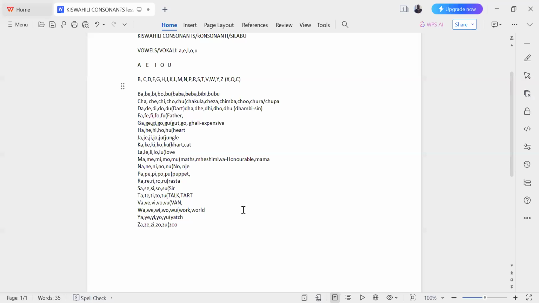So we don't have X and Q. Apart from C, C also doesn't come out as a standalone consonant in Kiswahili.